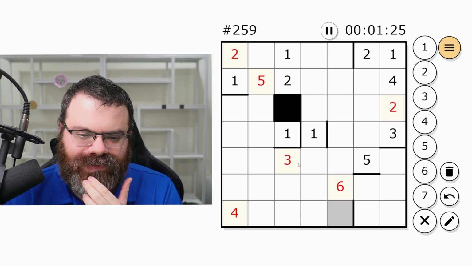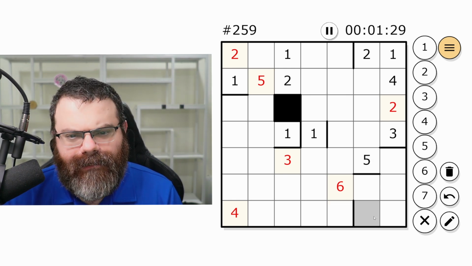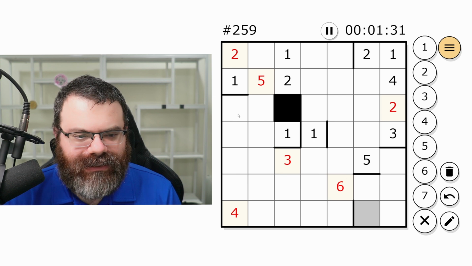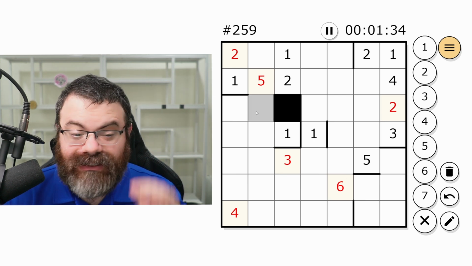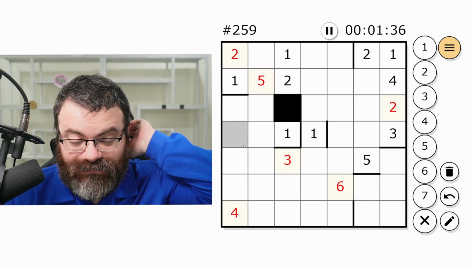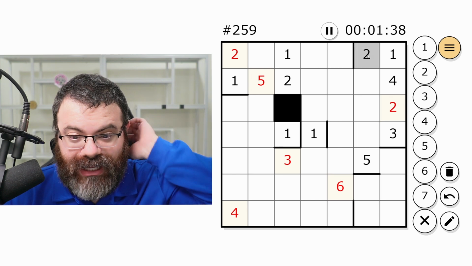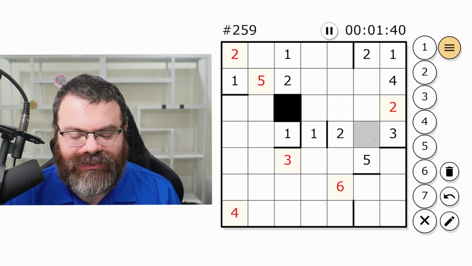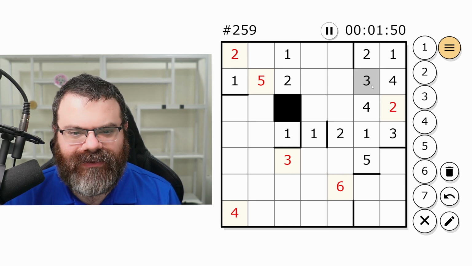Not sure what to do with those. What else can I get here? This is 1 and 2, but it doesn't resolve. 2 and 3 doesn't resolve. This 2 looks down, placing the 2 in this row segment, which then lets us place the 1. So what do I need here? I need a 3 and a 4. This 4 tells us the 4 is not there, so that's 4, that's 3.